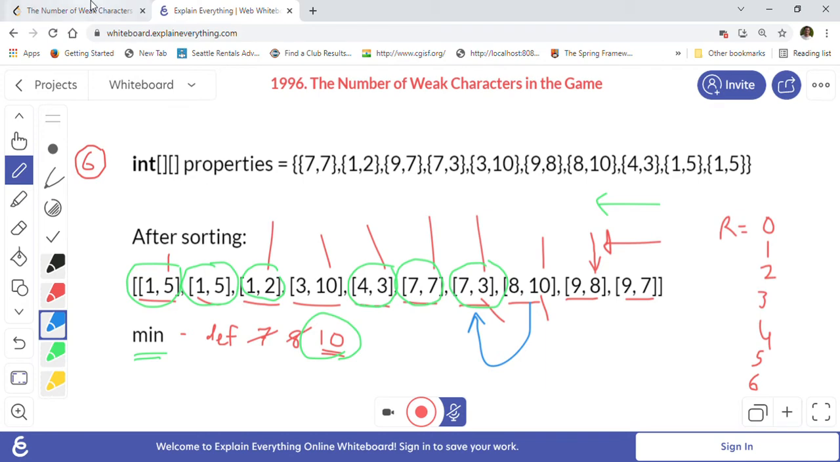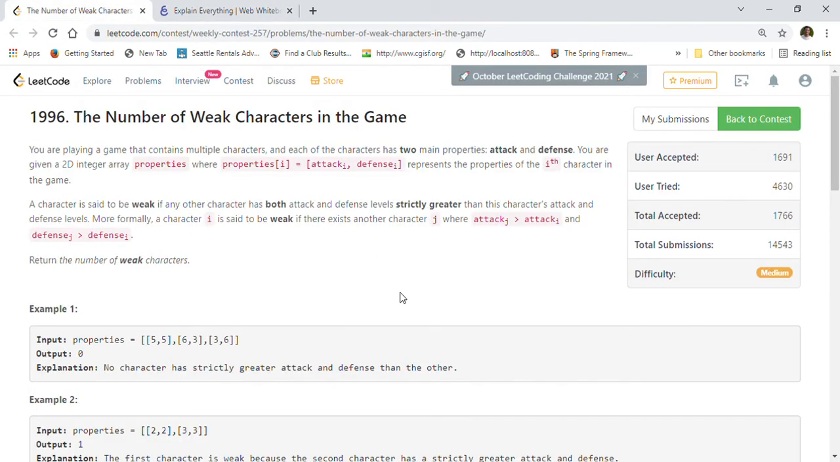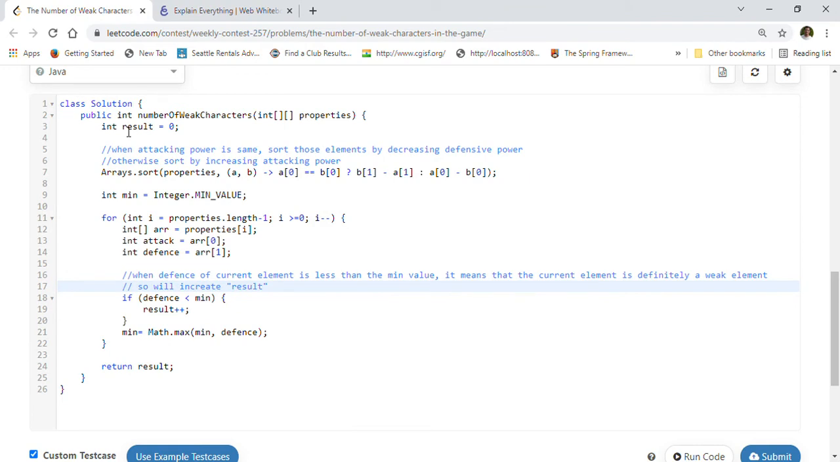So let's take a look at the implementation now. First I took a result count 0 that we are going to return at the end, the number of weak characters. Then here is the most important part, right? We are sorting the array of characters that is given to us. A0 equal to B0 means the attacking power of both characters is equal, then we are going to sort them based on decreasing defensive power, right? This B1 minus A1 means decreasing defensive power basically.